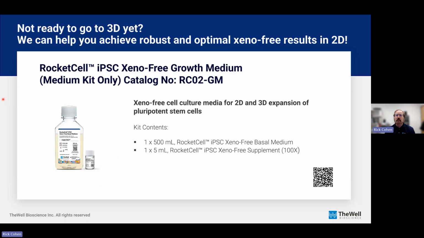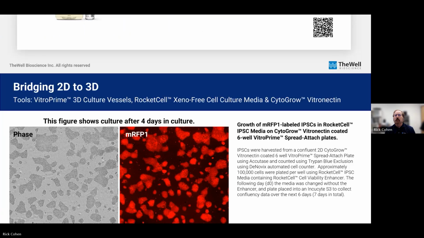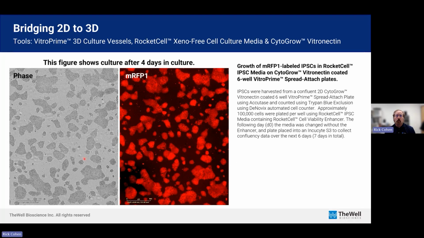So if you're not convinced already to go to 3D, if you're not ready, we can also help you achieve robust and optimal Xeno-Free results in 2D. You can get used to our products. The RocketCell iPSC Xeno-Free growth medium is available as a basal medium and a supplement. And this will help you bridge from 2D to 3D.